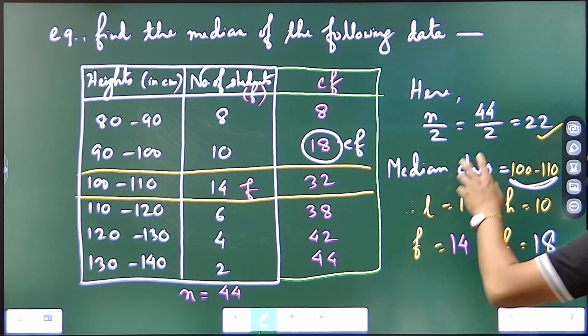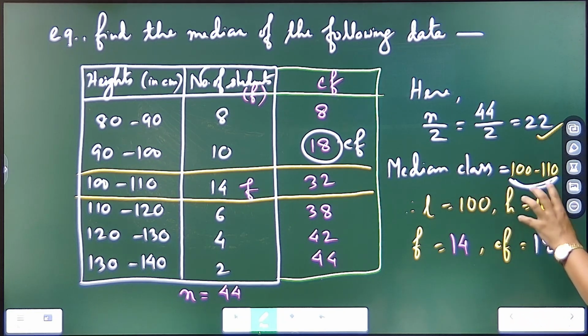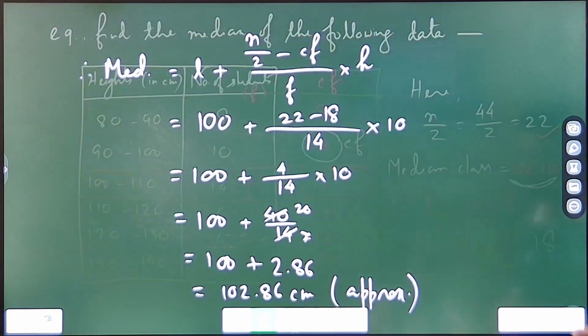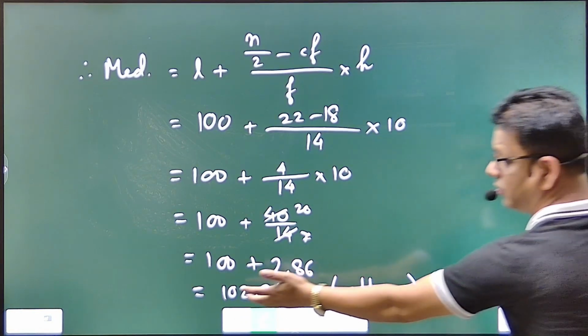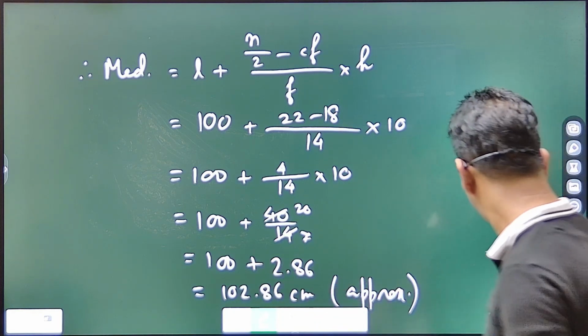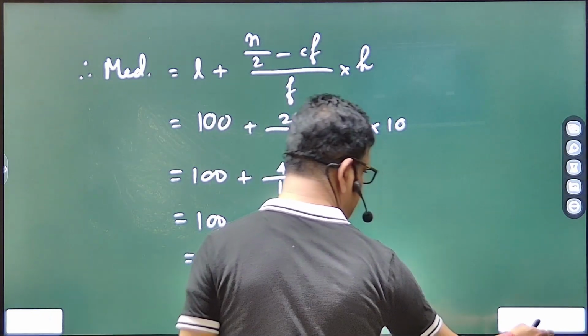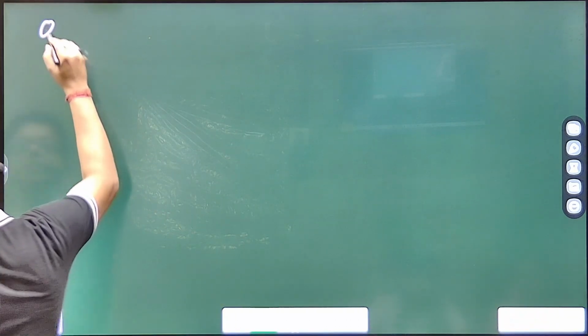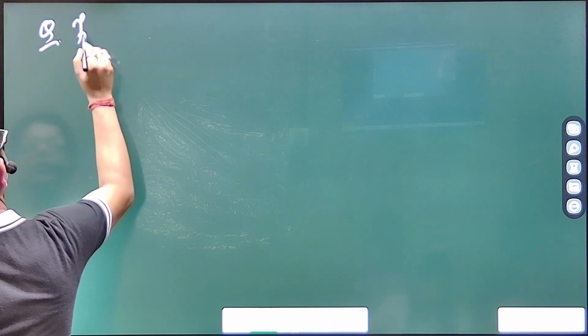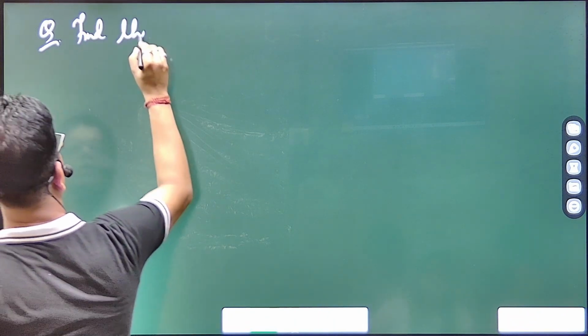Basically, what is confusing? The median class and the CF. Students used to make mistakes. And you will have 4 or 5 options given out of this sort of options. Right? Done? You will try some questions. Just try for 3 minutes. Another question. Okay? Find a median.